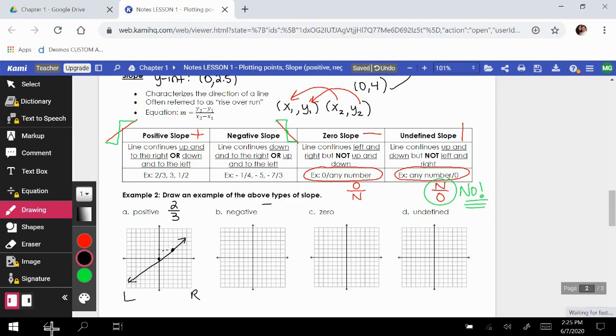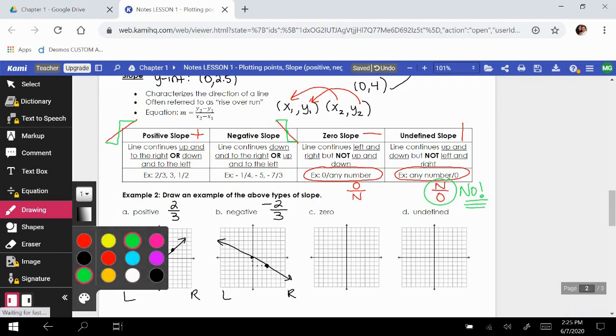Negative slope, let's just do negative 2/3. I'm going to start at the origin. I'm going to go down 2 and then right 3. 1, 2, 3. This would be an example of a line with negative slope. See how when you move from left to right, the line goes down, it's falling.